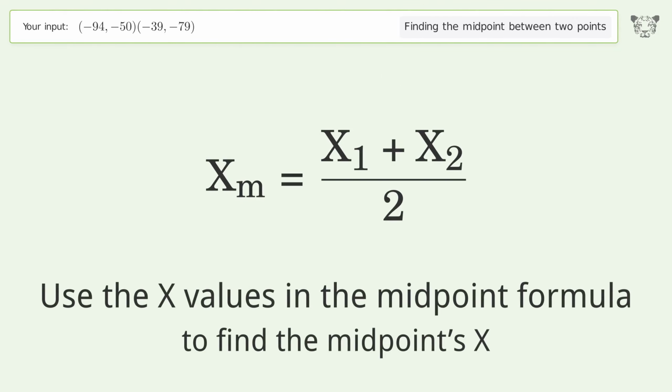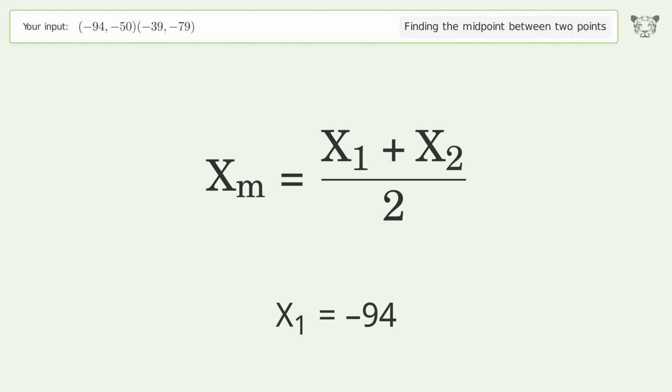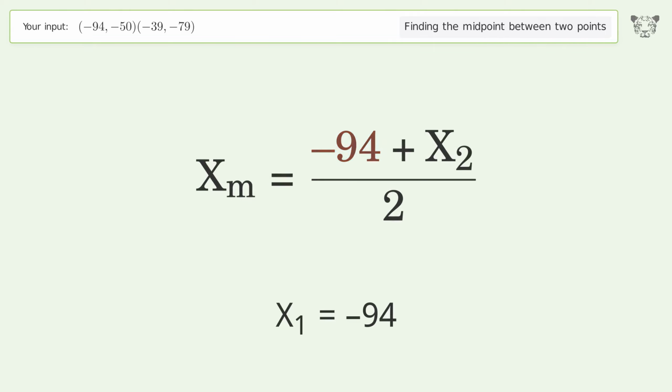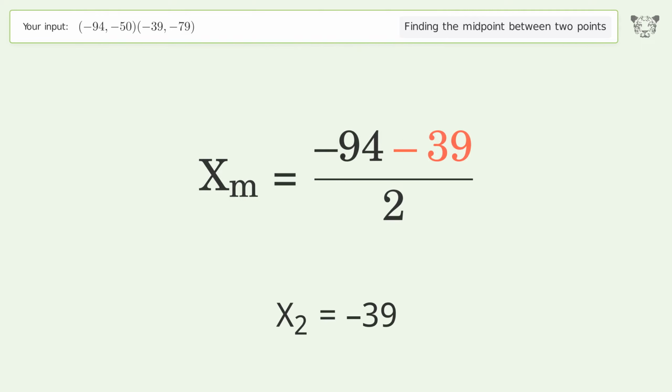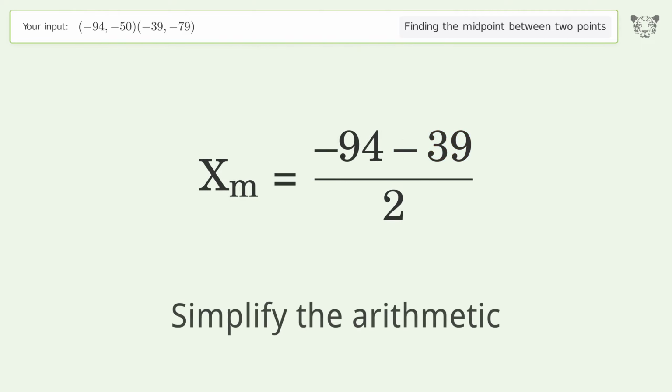Use the x values in the midpoint formula to find the midpoint's x. x1 equals -94. x2 equals -39. Simplify the arithmetic.